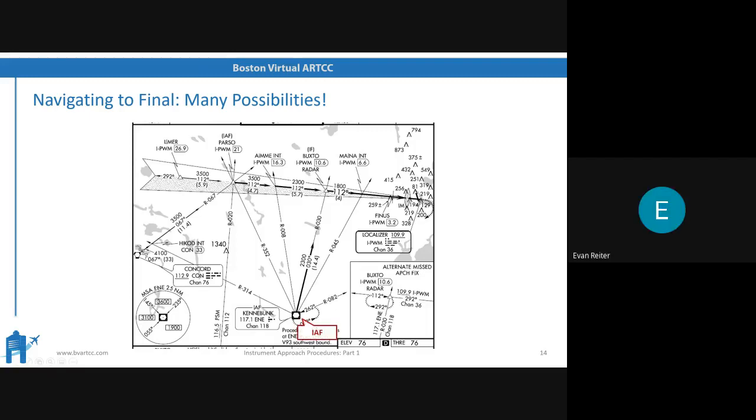And we'll just show a couple of these here. So we've got the Kettabunk initial approach fix, a feeder route off of Concord and also off of Hycod. You've got another initial approach fix of Parso, an intermediate fix of Buxto, which would mostly be done via vectors, and as was mentioned, vectors to final.